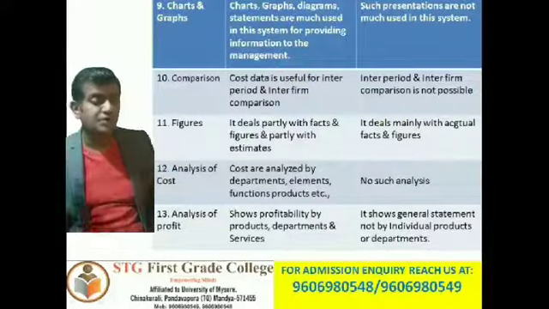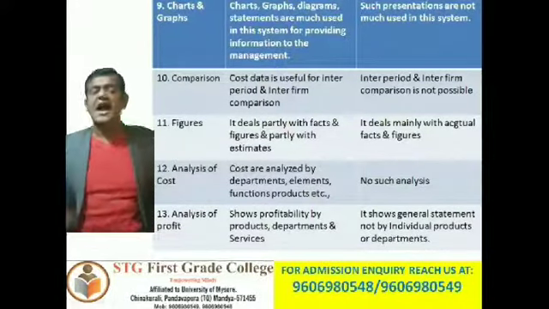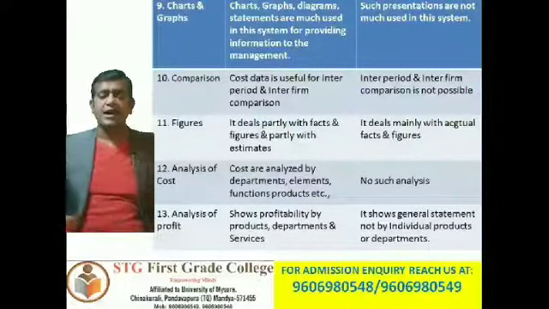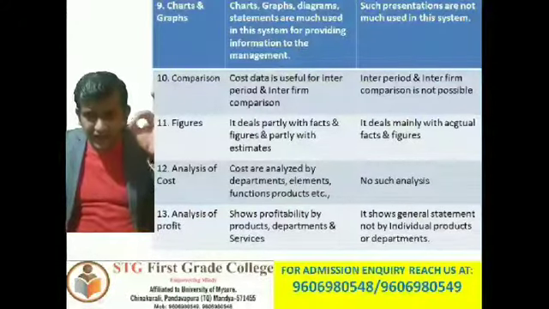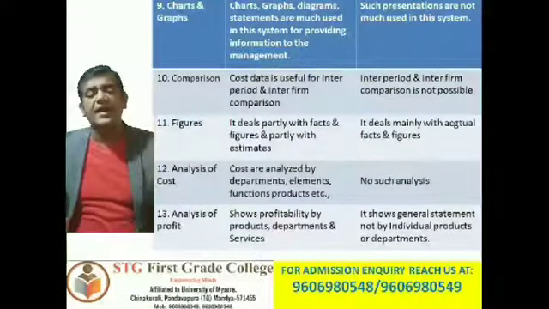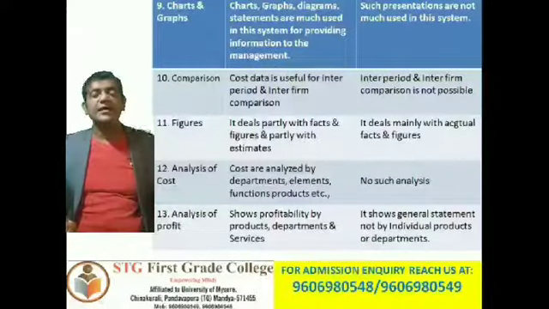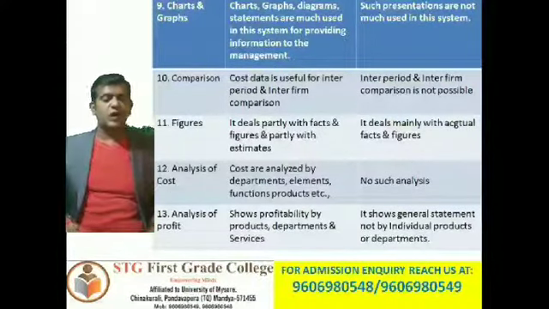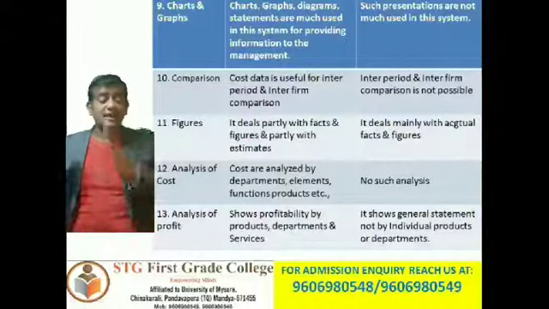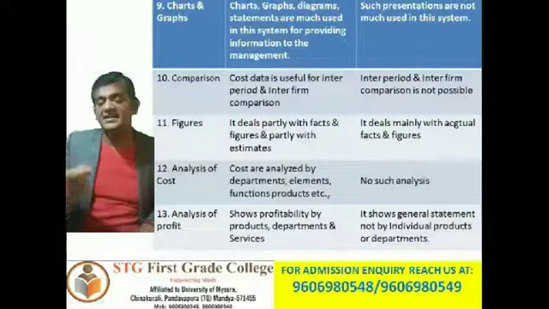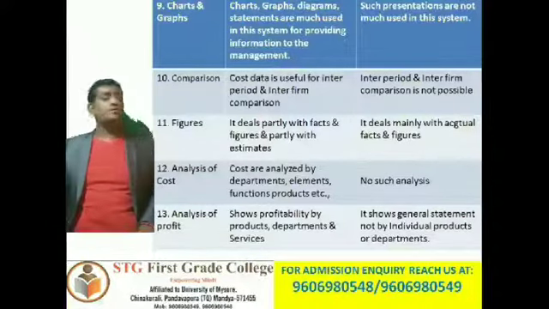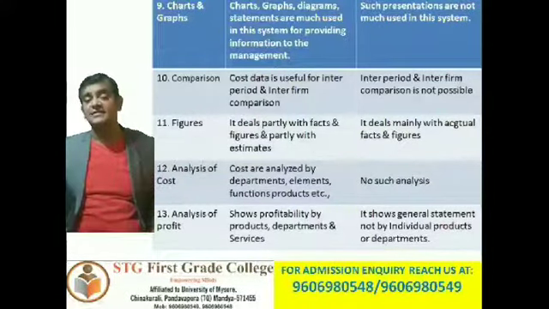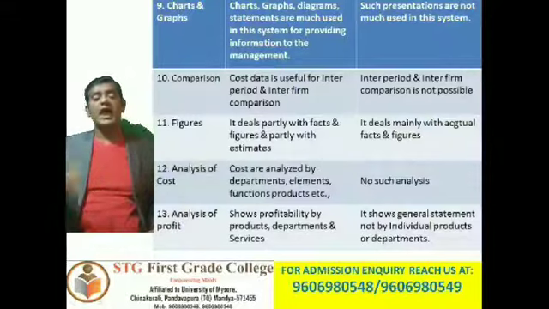So next, point number 12, analysis of cost. Costs are analyzed by departments, by elements, by functions, by products, etc. So here we do a clearly defined analysis in cost accounting. Clear? For each department, what is the cost involved? Each element, each function, each product, what is the cost involved? So we analyze in detail. But in financial accounting, no such analysis can be done. We cannot do any analysis there as we do in cost accounting. Analysis of profit.